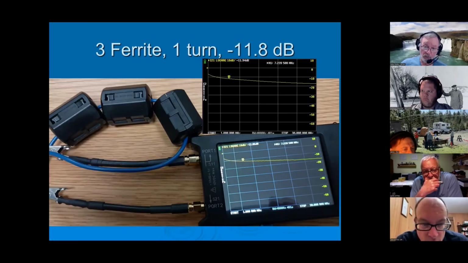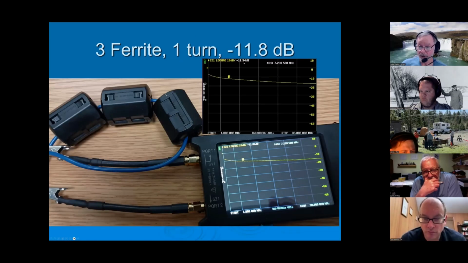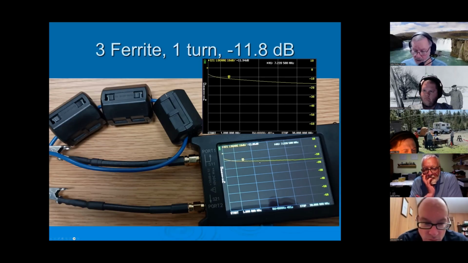So let's go for three of these ferrites. Here you drop from the 9.4 to 11.9. Not a whole lot of loss there, but it is more than what you had before. So you can see that just stringing these things along doesn't always get you what you want, but you can see it is pulling down the loss on there. It's sucking up some of that RF.